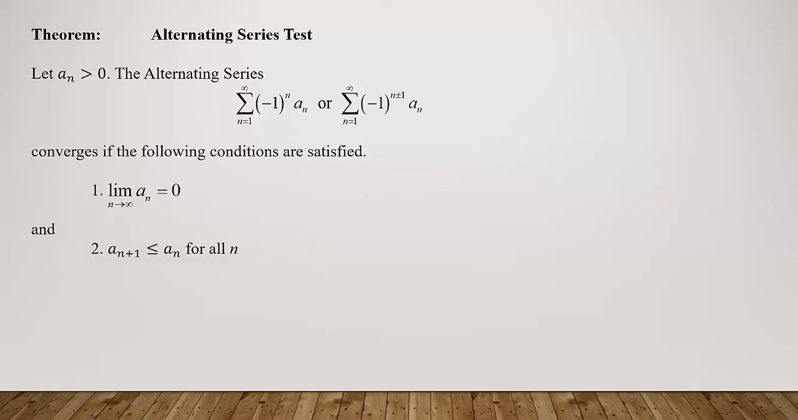A sub n plus 1 is less than or equal to a sub n for all values of n. Well, that's just saying that the terms are decreasing. A sub n plus 1 less than or equal to a sub n means a sub n, the sequence defining the terms of the series, is decreasing. That's really nothing new either. And that's it. Those are the only two conditions that have to be satisfied in order for an alternating series to converge. If you violate either one of those two conditions, then the alternating series diverges.